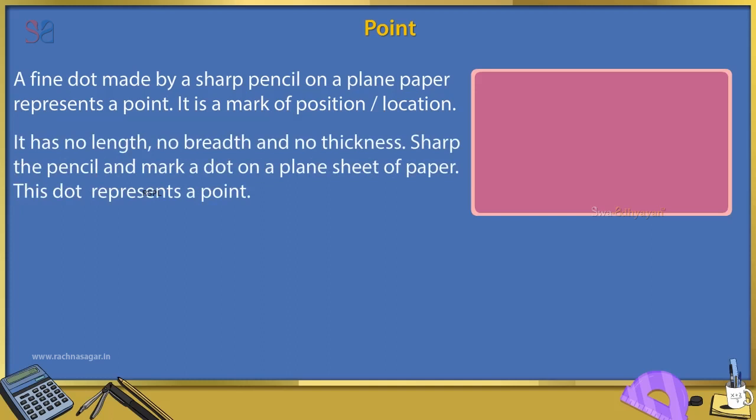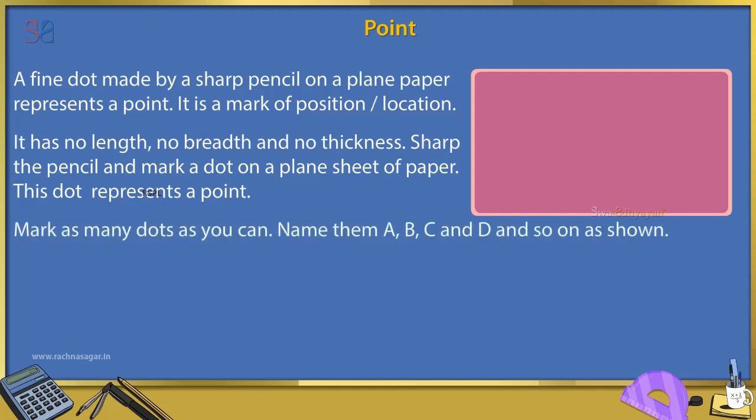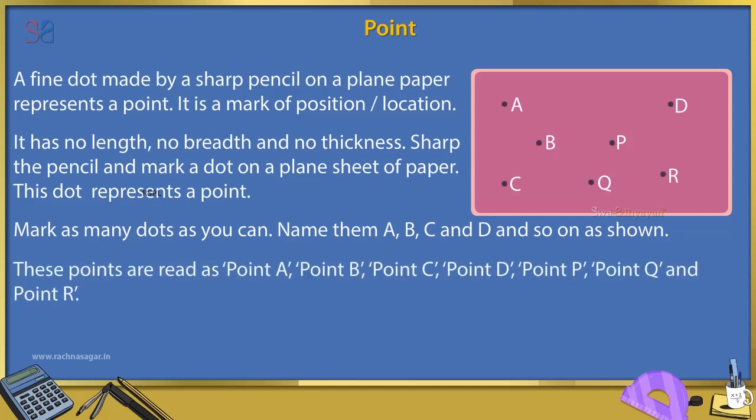Sharpen the pencil and mark a dot on a plain sheet of paper. This dot represents a point. Mark as many dots as you can. Name them A, B, C, D, and so on as shown. These points are read as point A, point B, point C, point D, point P, point Q, and point R.